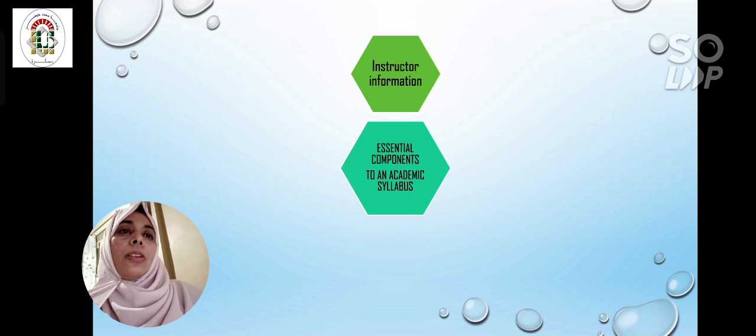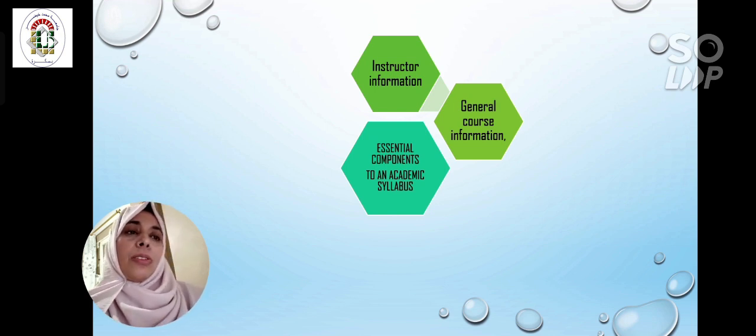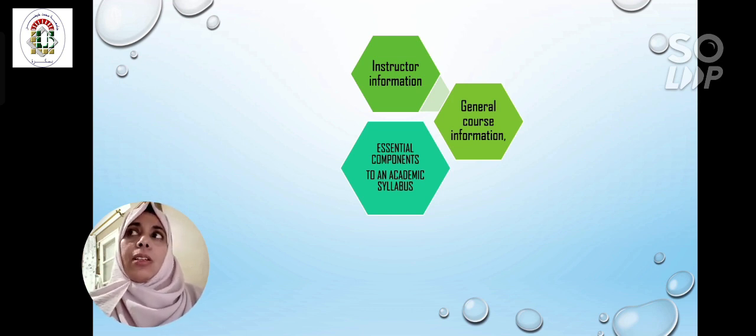and so on. Also, we have another component, which is general course information. Here we have to have a kind of course description. We should describe the course, give us a general idea of what is to be taught in syllabus design, why we have this syllabus design, etc.